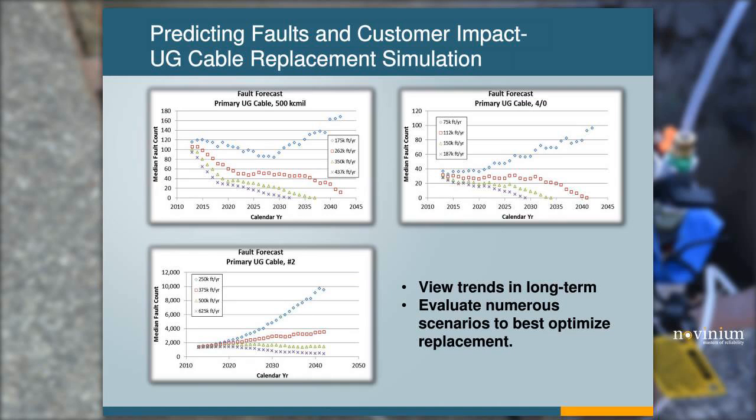So we run our simulation. We have the footage breakout for each type. Again, we have 500 in the upper left corner, 4/0 in the upper right corner, and then our number 2 result in the lower left corner.